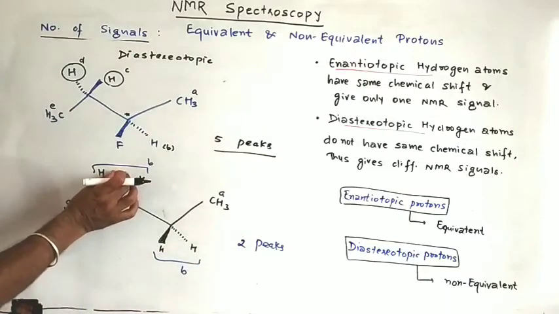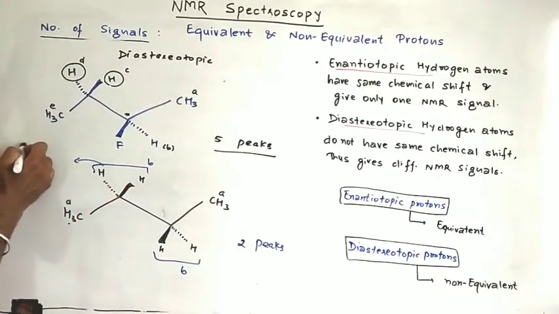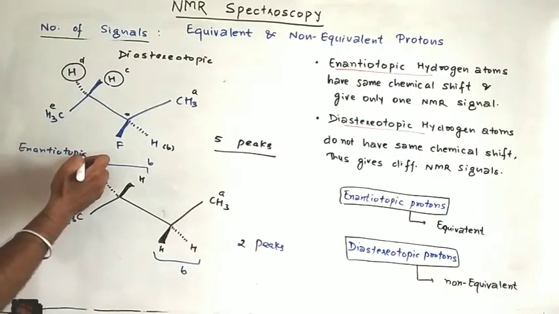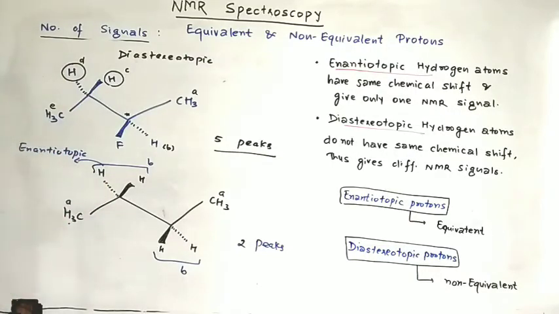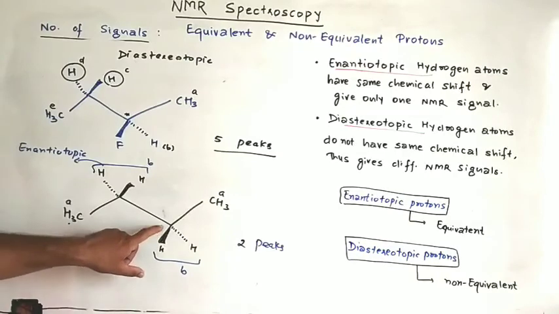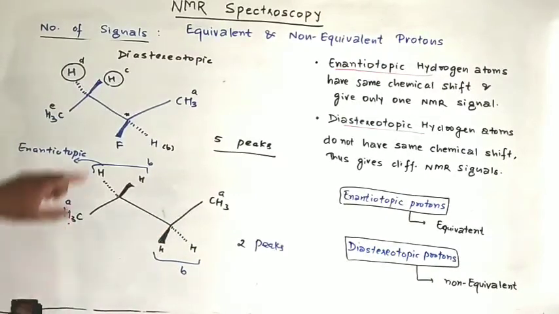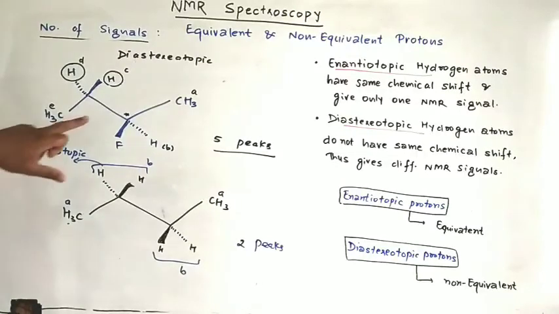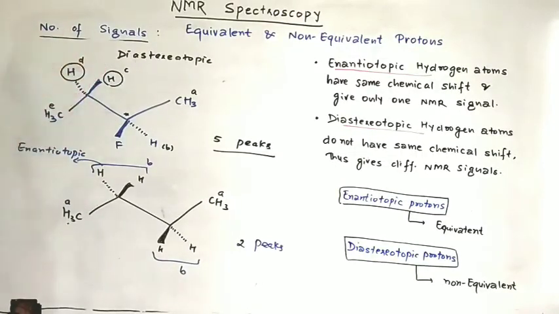How to make these 2 protons diastereotopic? These 2 protons now are enantiotopic. How to make an enantiotopic proton diastereotopic? Just create a chiral carbon here. How to create it? Just replace this hydrogen by fluorine, and you get a chiral carbon here. When this carbon becomes chiral, these 2 protons become diastereotopic. Otherwise they are enantiotopic.